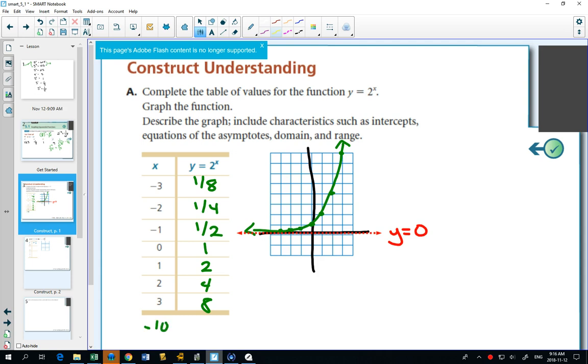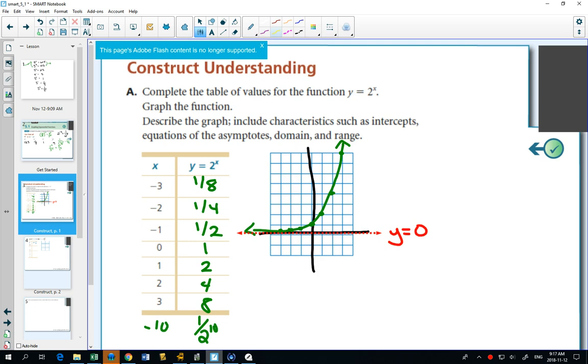If I plugged in negative 10, that technically would be 1 over 2 to the power of 10, which would be a very small number. But it wouldn't equal 0. I can get smaller and smaller and smaller, but I'll never equal 0 because the only way a fraction is equal to 0 is if the numerator is equal to 0. And with a negative exponent, your numerator will always be 1 over something. And so on the graph, it gets really, really close to y equals 0, but never equals it. And so we show that on a graph by drawing an asymptote.